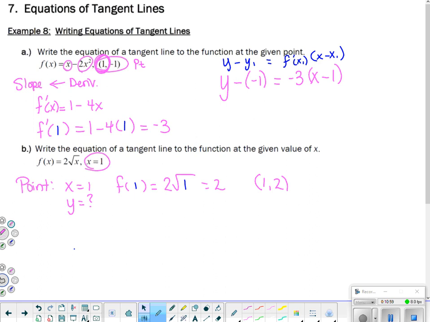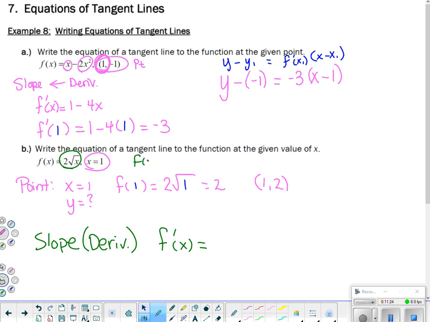Next, let's go after our slope. So the slope, which is coming from the derivative, make these connections, write them down. It helps your brain a ton. We need the derivative, don't we? So I need f prime of x equals, I need to take the derivative of this.